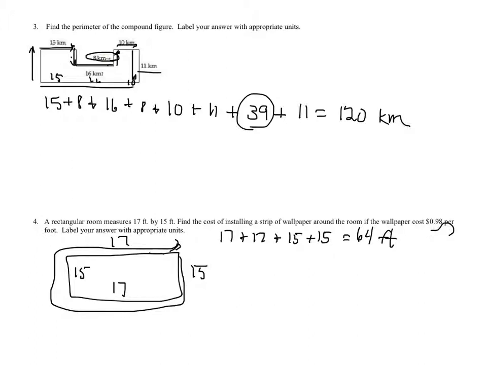And the cost of the wallpaper is 98 cents per foot. So we're going to multiply 64 times 0.98. And when you do that, you get $62.72 for the cost of the wallpaper.